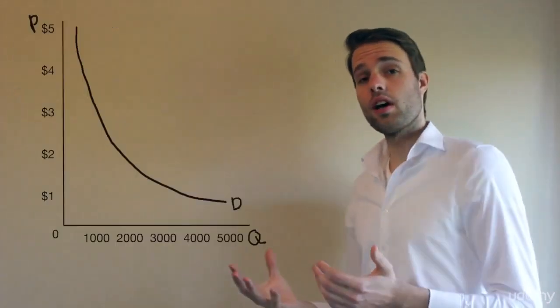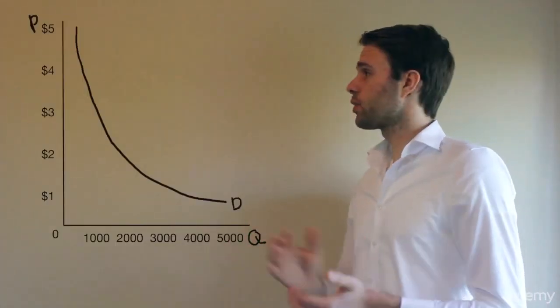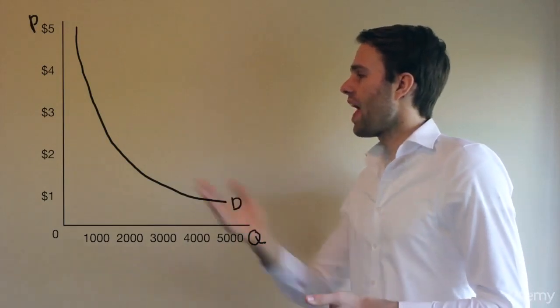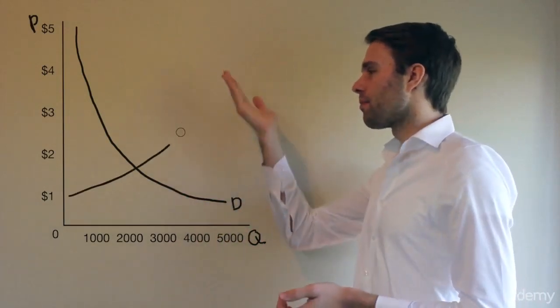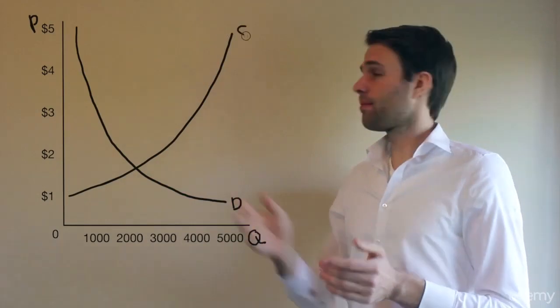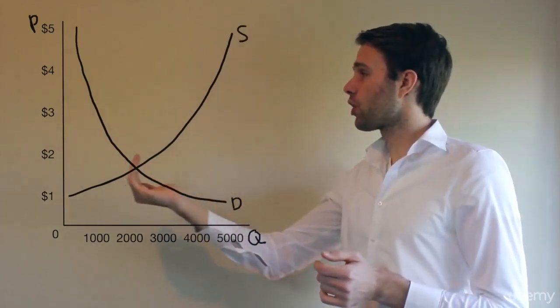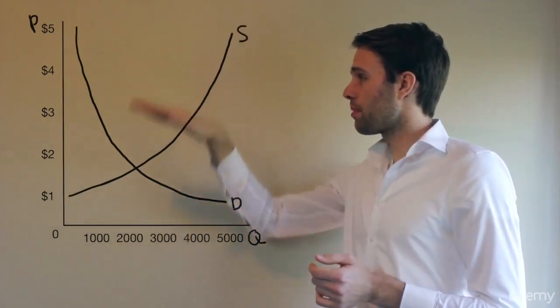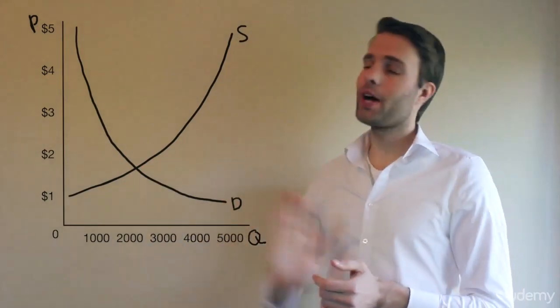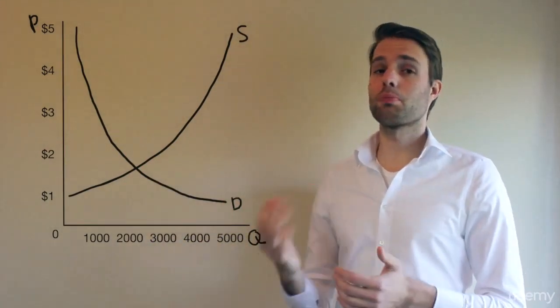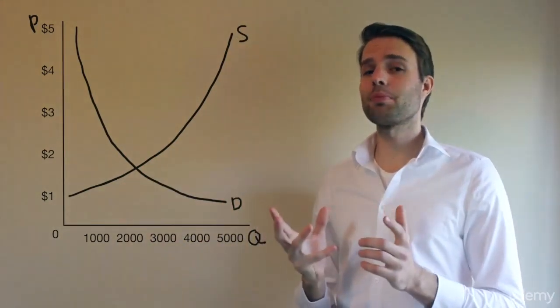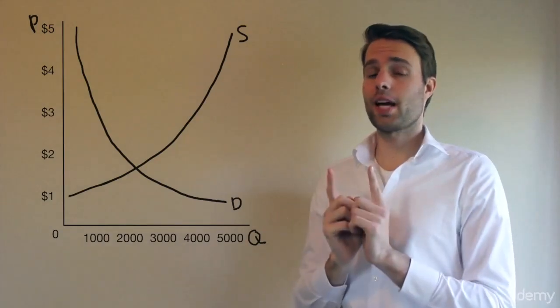Knowing this, we can draw our supply curve in the supply and demand graph. And it is an upward sloping line. That makes sense, right? If the price goes up, the quantity supplied goes up. And if the price goes down, the quantity supplied will go down. On the supply side, there's a direct relationship between price and quantity.